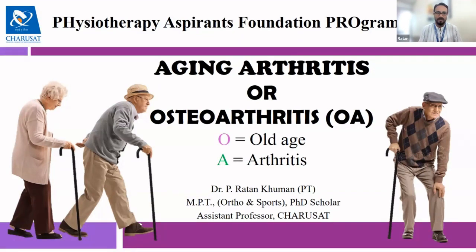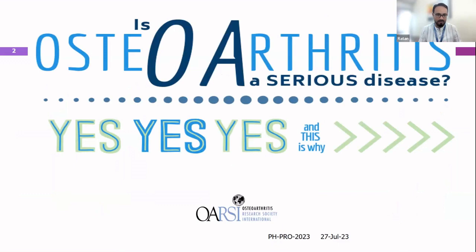Today, I'll be speaking about one of the common conditions encountered by physiotherapists, that is osteoarthritis. It is given the title of aging because this condition is very profound among the aging population and very rarely do we see it in the younger population. Some authors also mention this condition as old age arthritis. Whatever I'll be delivering today will be based on the Osteoarthritis Research Society International, which is based in Australia and the Netherlands.